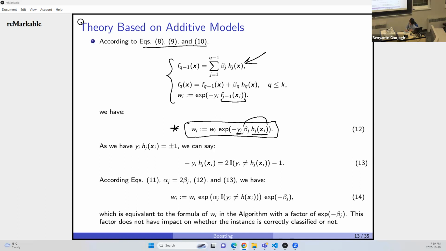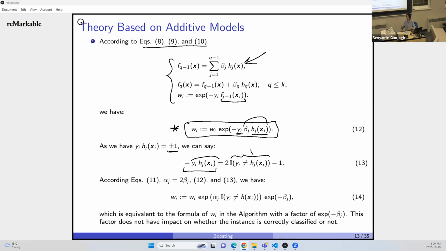Do you agree that their multiplication is either +1 or -1 because they are either 1 or -1? It's for binary classification. As a result, I can write minus yi hj of xi as 2 times the indicator function of yi not equal to hj of xi, minus 1. Let's analyze it. If yi and hj are not equal to each other, it's misclassified, right? This indicator function is 1, right? Then 2 times 1 minus 1 is 1, right? We know that when it is misclassified, this part becomes -1 times -1, which is 1. So this is for misclassification.